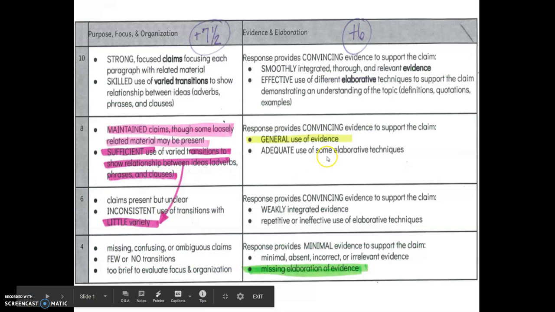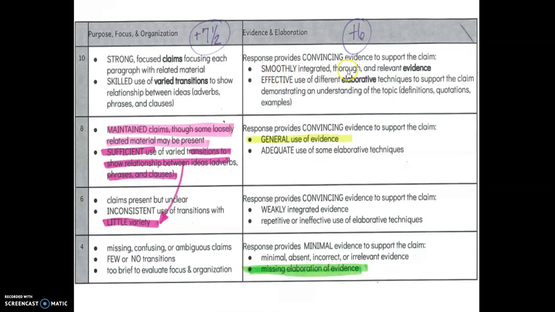So when we go to look at your rubric, to get that smoothly integrated, thorough, and relevant evidence, to get a 10 here, I would expect that you had a really good specific example like the first one that was from the book. To get general use of evidence, it was probably more like the second detail, where there really wasn't much connection to the book. Weakly integrated evidence: I saw a lot of people that really focused more on the Greek mythology part for their evidence instead of on their book.